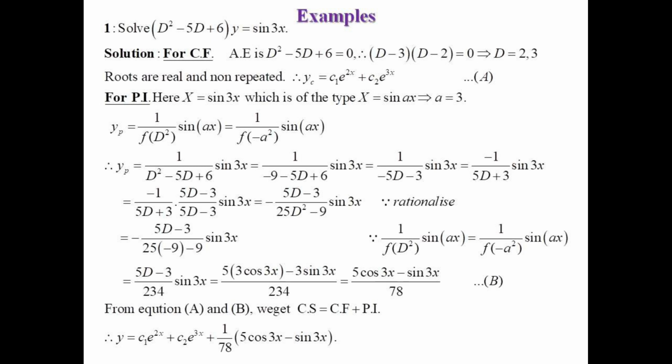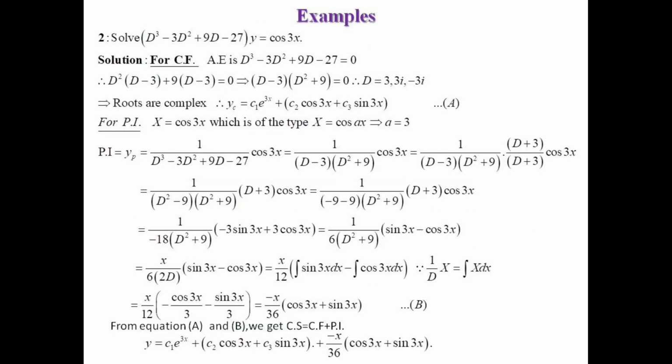So this is the first example for solving the linear differential equation when the right hand side of the equation is either sine of ax or cos of ax, that means a trigonometric function. Now to understand this method clearly, take the second example. Here the linear differential equation is (D cube minus 3D square plus 9D minus 27) y equal to cos of 3x. So this is a cubic equation. First find the value of the complementary function and then find the value of the particular integral.